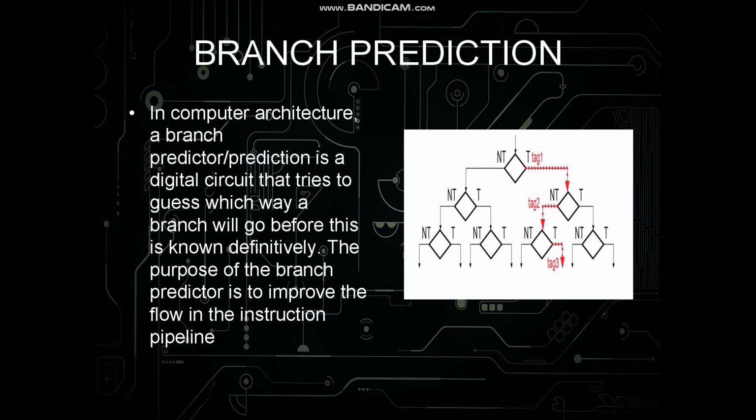Next, we have the branch prediction. In computer architecture, a branch predictor is a digital circuit that tries to guess which way a branch will go before it is known definitely. The purpose of the branch predictor is to improve the flow in the instruction pipeline.